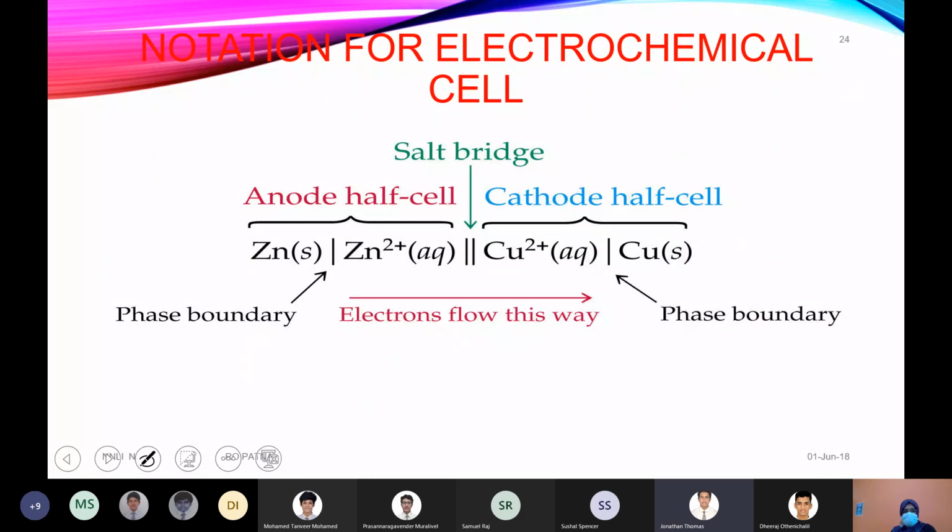Ma'am, phase boundary, what does that mean again? Phase boundary means the difference between solid and aqueous condition, right? The electrode potential is created at the interface of the electrode and electrolyte. That is the difference in phase, between the solid state of the metal and the aqueous state.